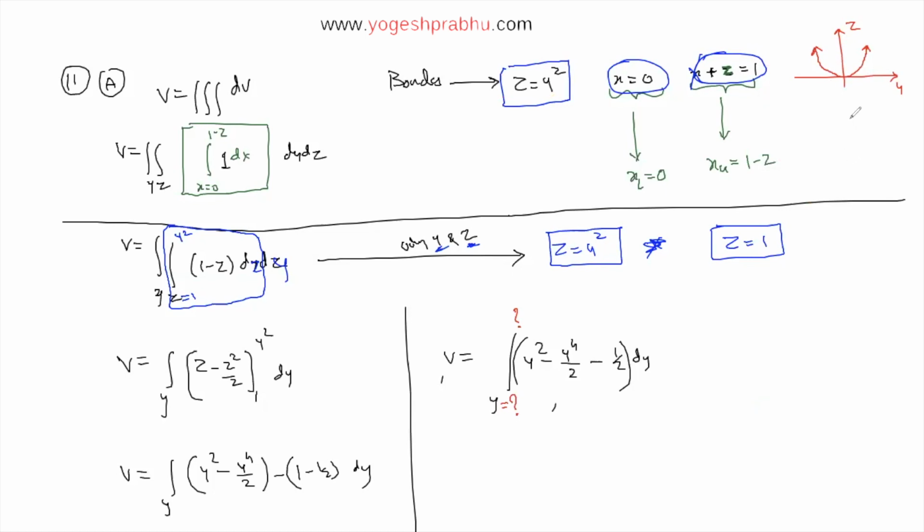Then we know that x is between 0 and 1 minus z from here. This is also good. Yes, it is all in terms of y and z. So we should get it all in terms of y and z. So we have to get rid of this x.